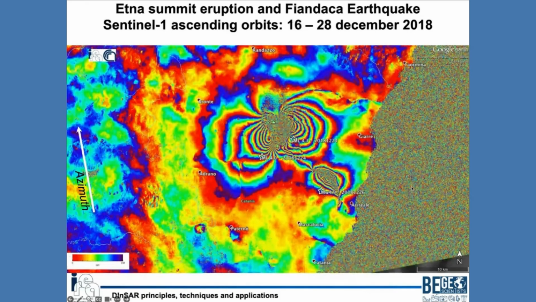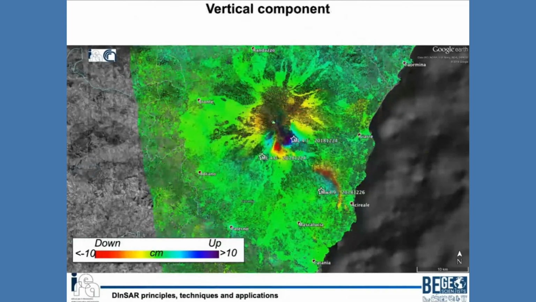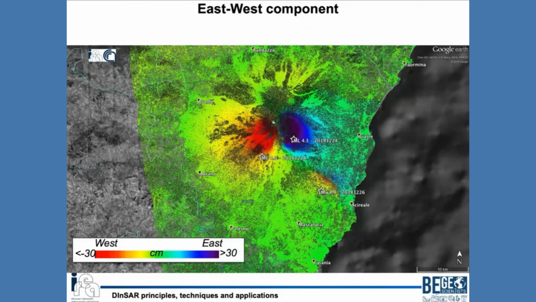The same event is captured also over an ascending orbit, and the information changes because in this case this edge of the volcano goes towards the radar, and this edge here goes away from the radar. We can combine two differential interferograms to generate, as I said before, the vertical displacement and also the east-west displacement, but only by combining two pieces of information, an ascending interferogram and a descending interferogram.